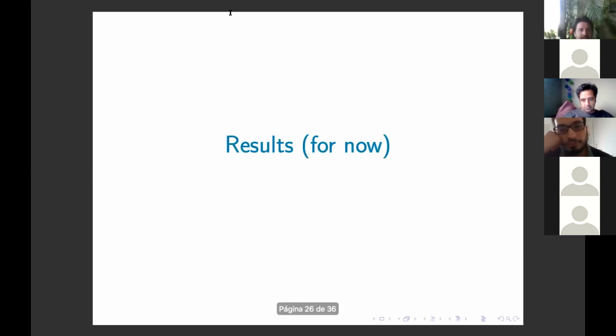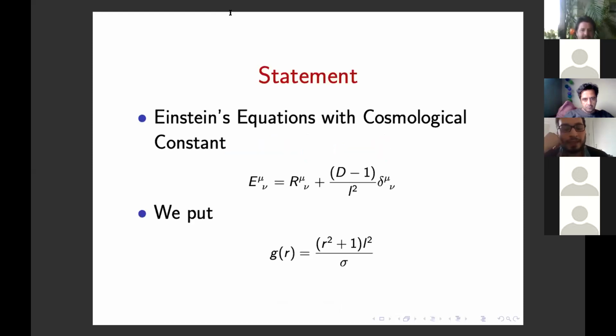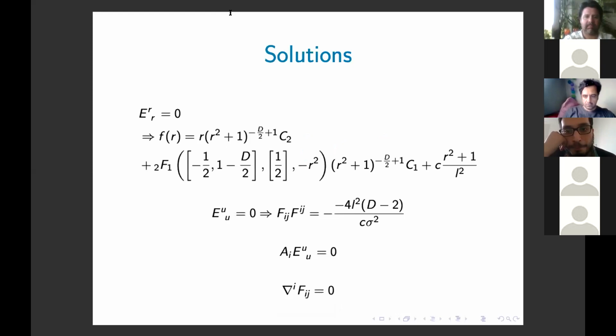Next, please. Okay, I'm going to show some results. For the statement of the solution: one, the Einstein equations with cosmological constant are given by this equation, and two, to solve the equations we introduce this function g. With that statement, the solutions are these terms, where the component R implies f, where C1 and C2 are constants, and here there is a hypergeometric function.